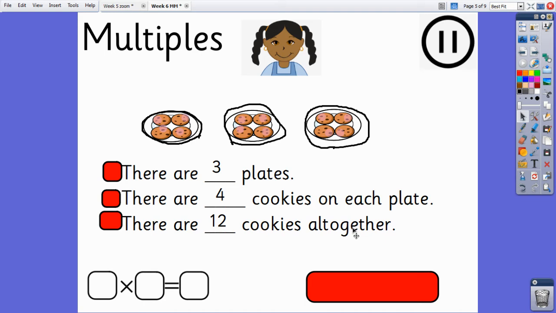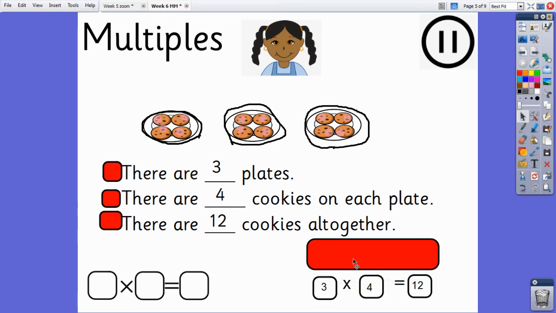Now, could you please complete a multiplication equation for the numbers of cookies on each plate? Remember to use our important information. We know there are 3 plates, there are 4 cookies on each plate, and there are 12 cookies all together. Pause the video and complete a multiplication equation. Let's check our answer. Well done if you have the equation. 3 multiplied by 4 equals 12.